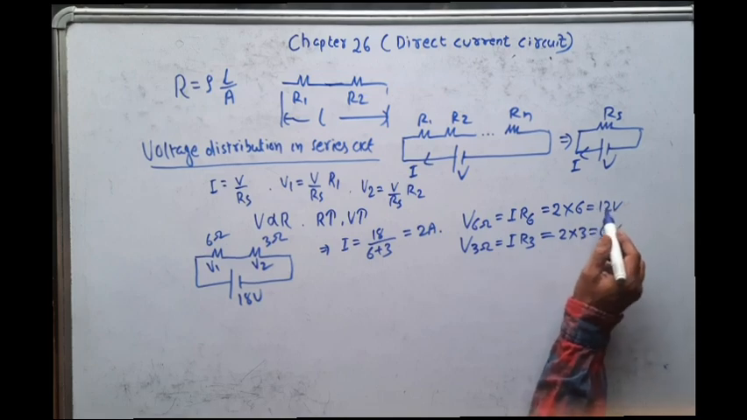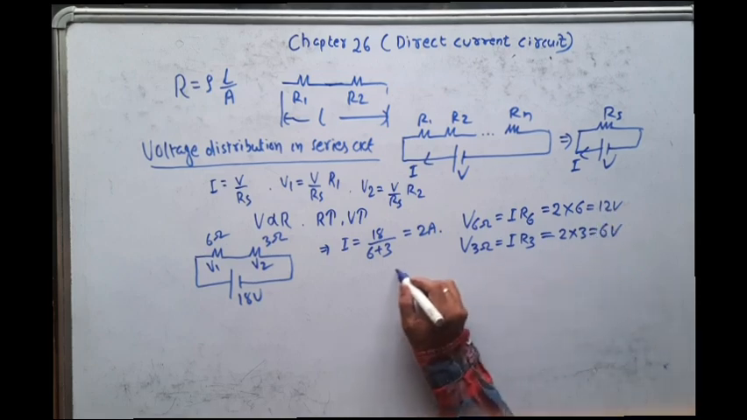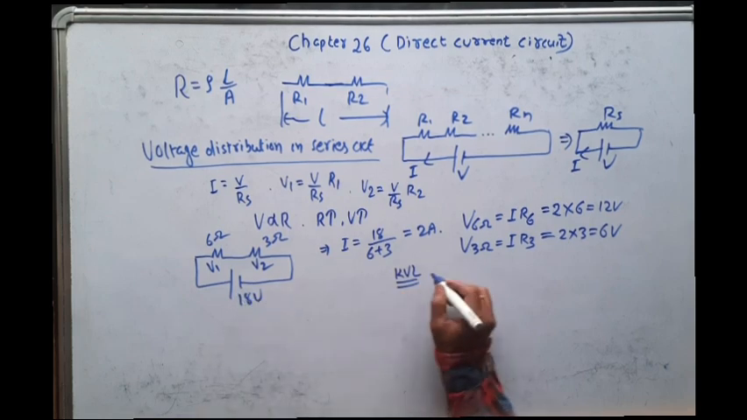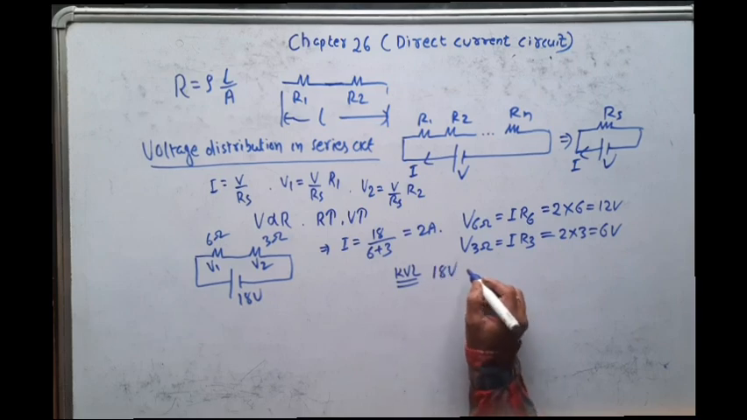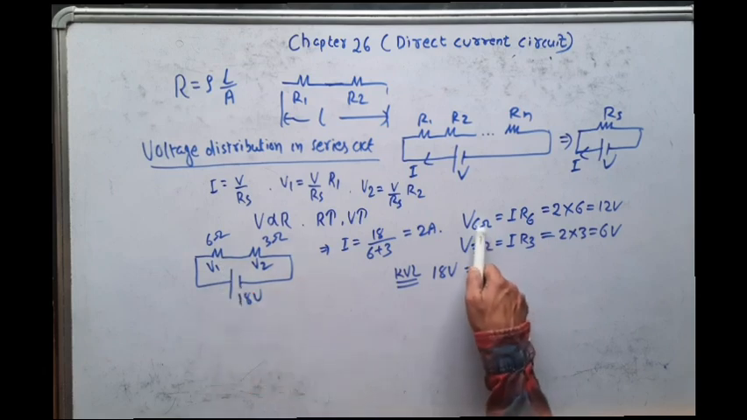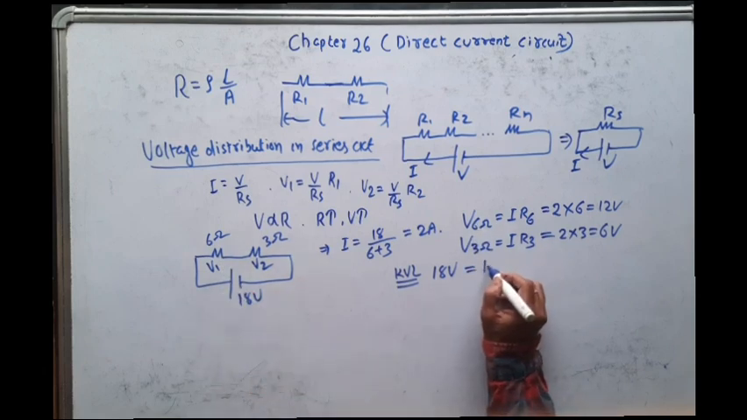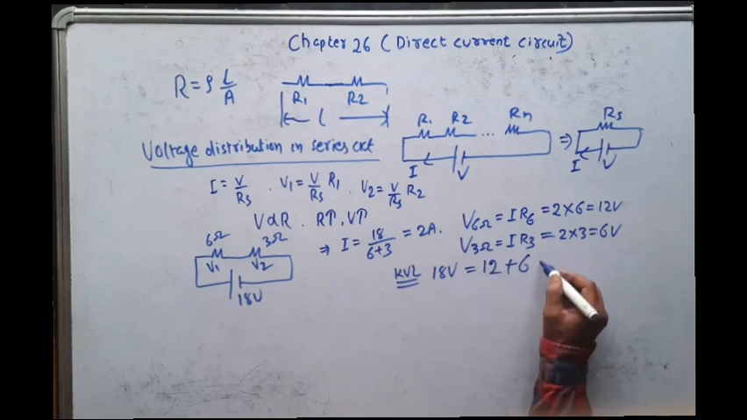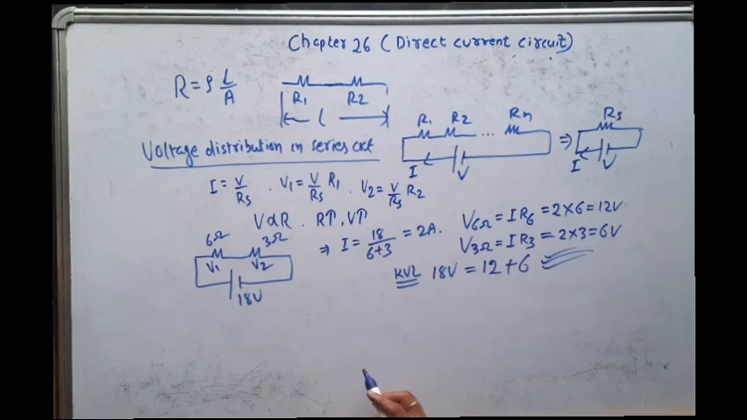So this calculation is whether correct or not, you have to prove by which law? KVL. So what is KVL? Total incoming voltage, or you can say total supplied EMF is equal to 18 volt. And that must be equal to the sum of voltage drop across these two resistors. So here we are observing the voltage across 6 ohm is 12, here it is 6, so 12 plus 6 is equal to 18. So this is the cross checking whether you have done right or not. Okay, so this is about the series circuit.